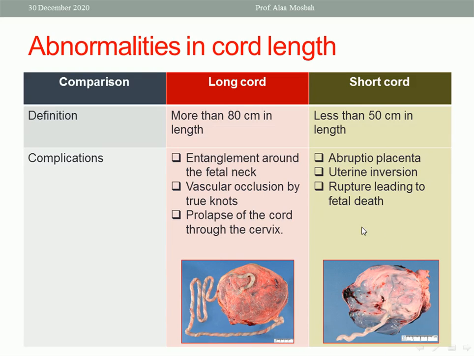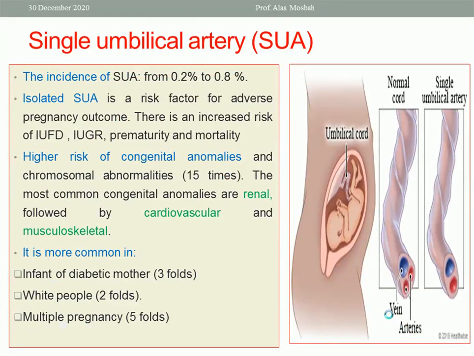A short cord, as in this picture, is one less than 50 centimeters, and the complications that may happen are uterine inversion during traction on this short cord, and inversion of the uterus during labor, maybe abruptio placentae, premature separation of the placenta because of the short cord and traction on the placenta, or avulsion or rupture leading to fetal death due to hemorrhage and ischemia.